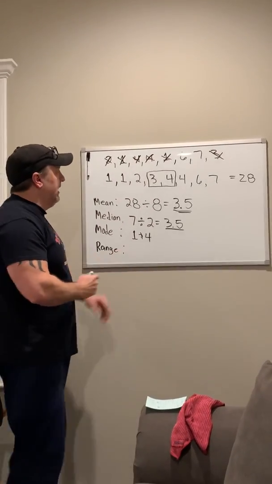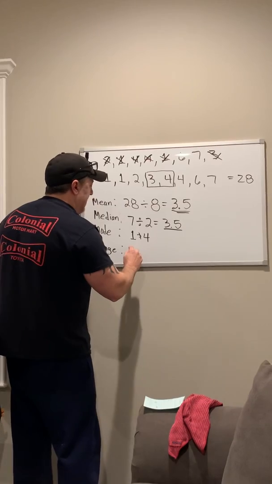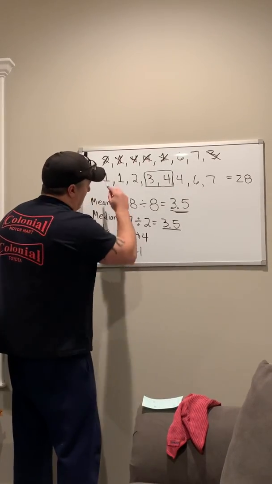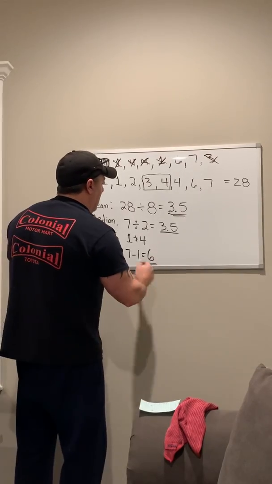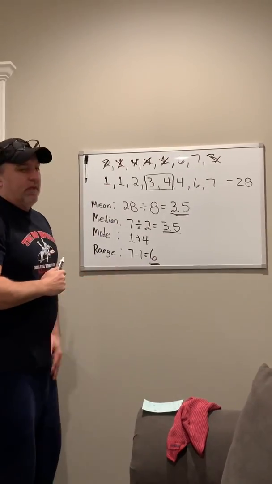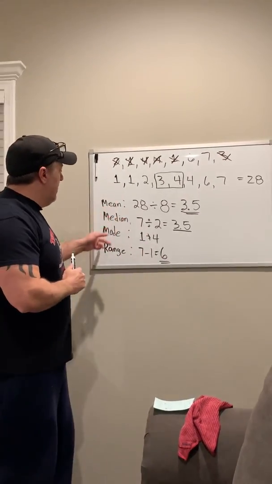And then finally, range is the highest number minus the lowest number, and you get 6. That is the range. So that's how you do mean, median, mode, and range.